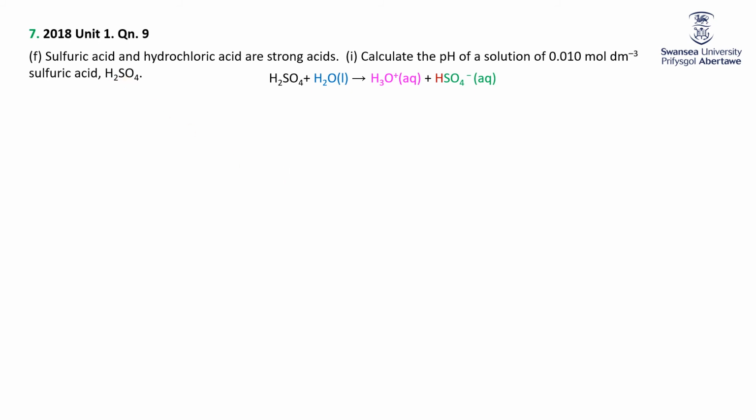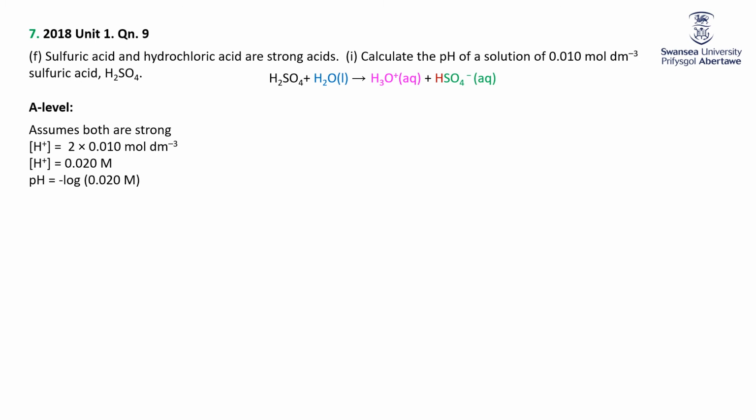Now, according to the A-level, you've got 2 protons in here, and the A-level assumes both of these are strong. So that means that when you dump 0.01 molar H2SO4 in water, you're going to get twice as many H+. So the concentration of H+ is 2 times 0.01, which is 0.02 molar. Thus the pH is minus the log of that, which is 1.7. However, that's not the correct assumption.